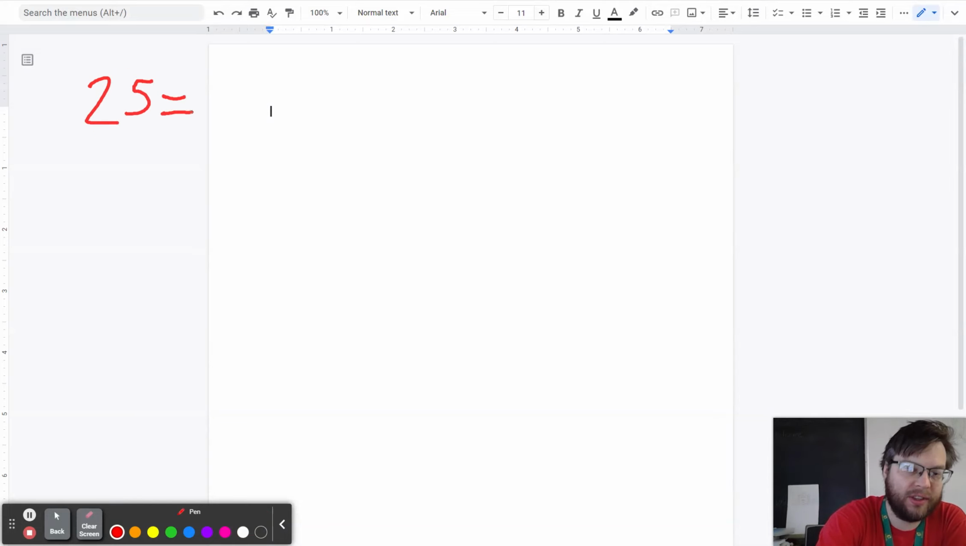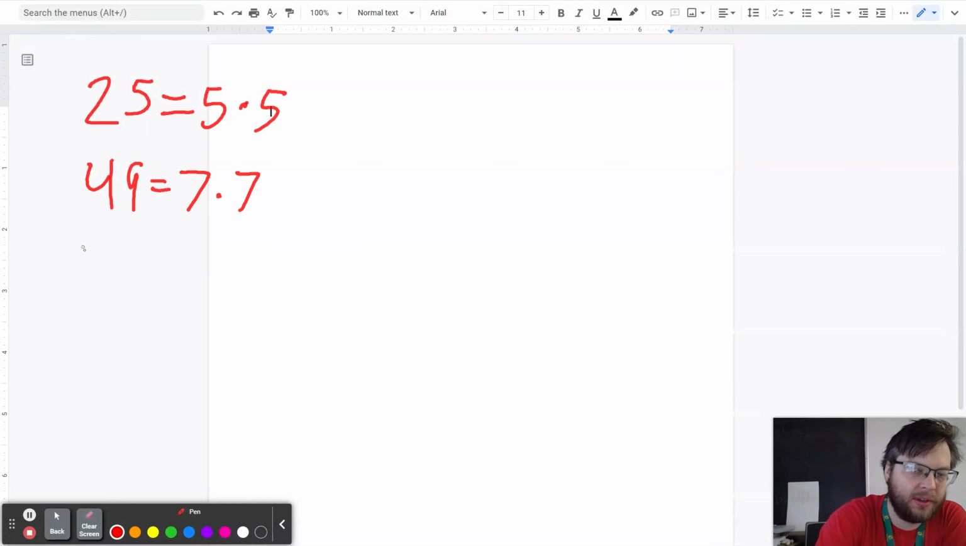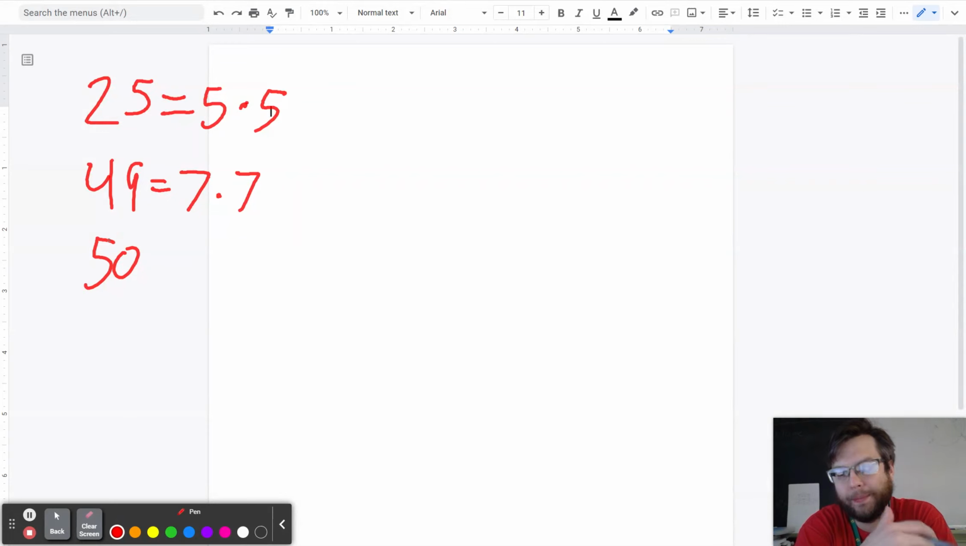For example, 25 is a perfect square because it's 5 times 5. 49 is a perfect square because it's 7 times 7, but the number 50 is not a perfect square because I can't use a whole number times itself to get 50. 7 times 7 is 49, 8 times 8 is too big, so I'm out of luck. So what we're going to use is this idea, which is called completing the square.